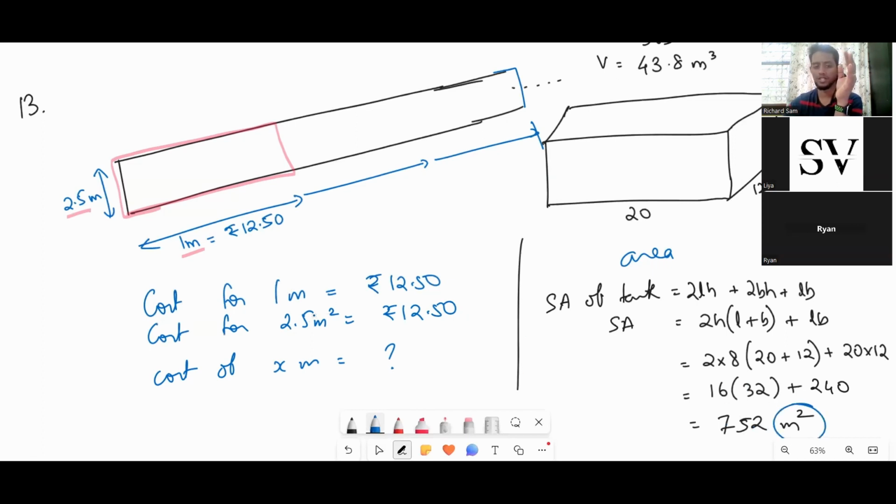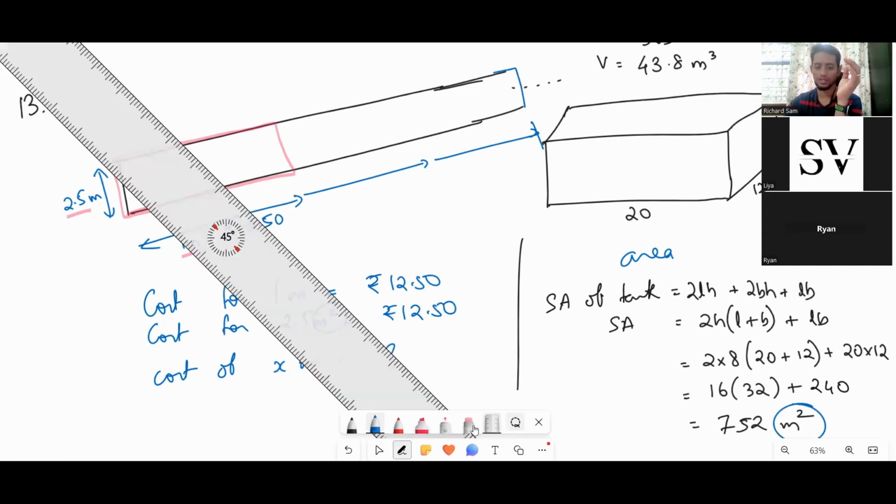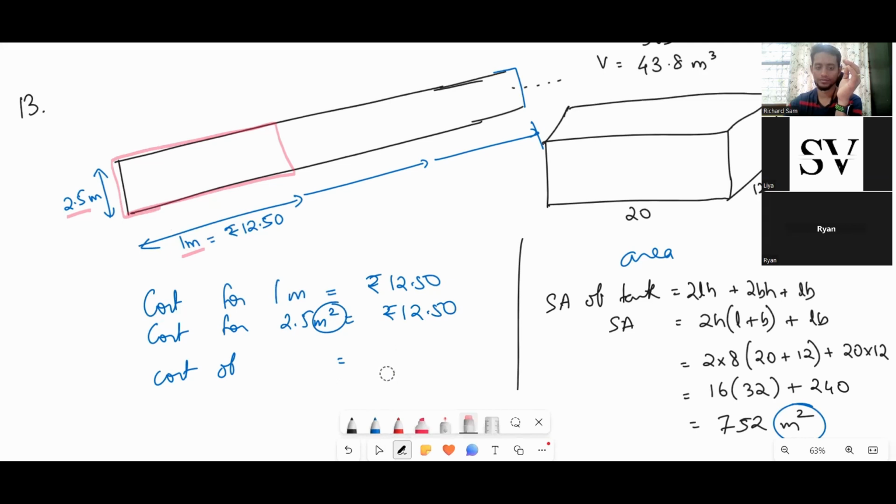See, I need to make the unit the same. What is the total area now? 752 meters square. So the cost of 752 meters square will be how much? Did you understand these statements? Did you understand the first statement? Yes. The second statement is the area that we just got, 752. So we need to find the cost of 752 meter square. We'll take that value as x, then we can cross multiply here and find x. Got it?